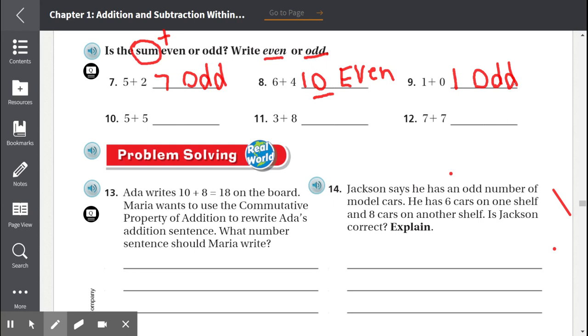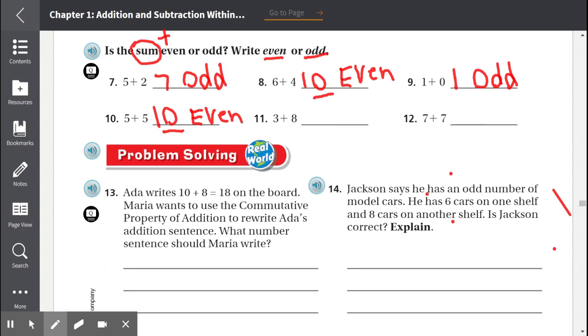Number 10. 5 plus 5. 5 plus 5 is equal to 10. But to find if it's odd or even, we have to look at the last number. The last number is 0. So that must mean 10 is even. We focus on the number at the end.